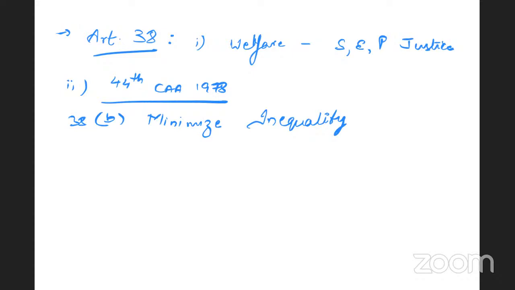Number one is for the welfare, so as to ensure there is justice, socio-economic, political. Article 38 Clause B states about the state is to minimize inequalities in various dimensions between different people of India and different groups of India. So Article 38 represents the goals of the preamble of equality and justice. It represents Gandhian ideology of trusteeship, which is a counter to Marx.